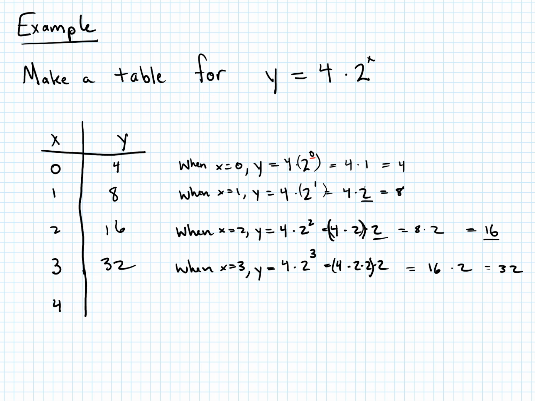Let's point it out. The y-intercept is 4. And that happens where x equals 0. The multiplier is 2. And the way we see the multiplier in the table is, to get to the next term, first, second, third, fourth, you multiply by 2. So you can make a prediction and see that the next term, when x is 4, y is going to be 64.